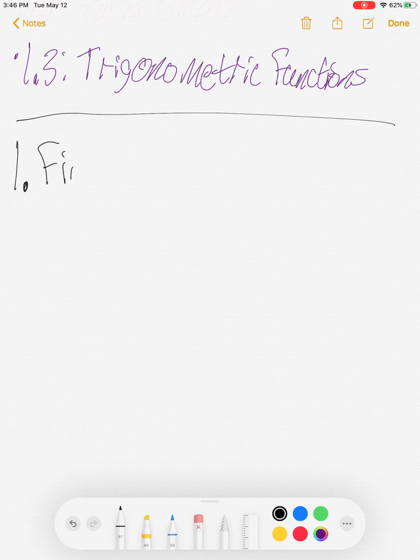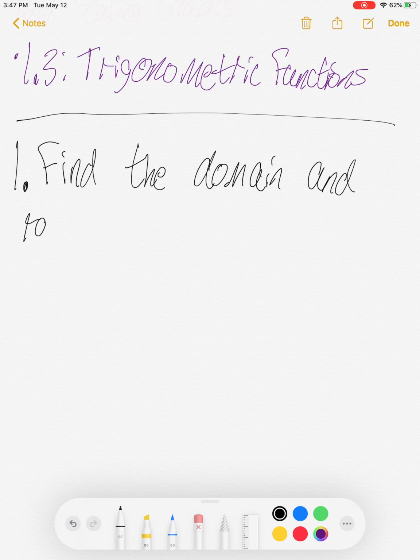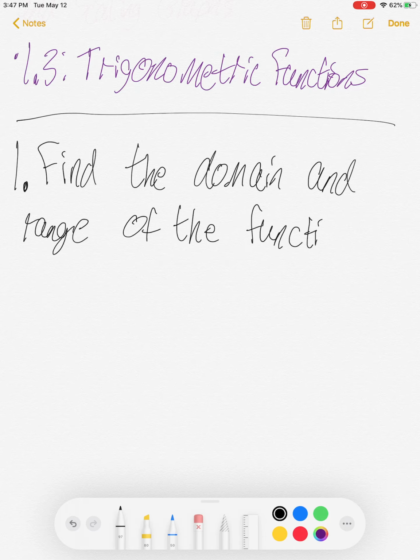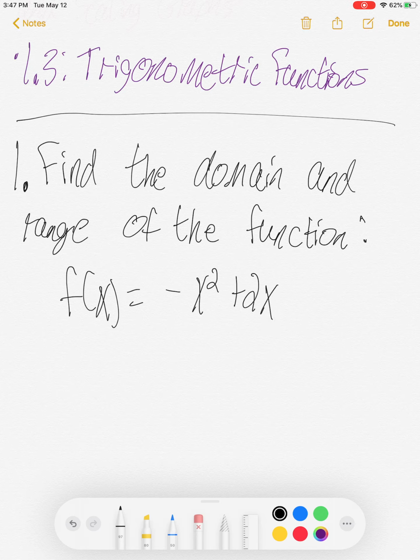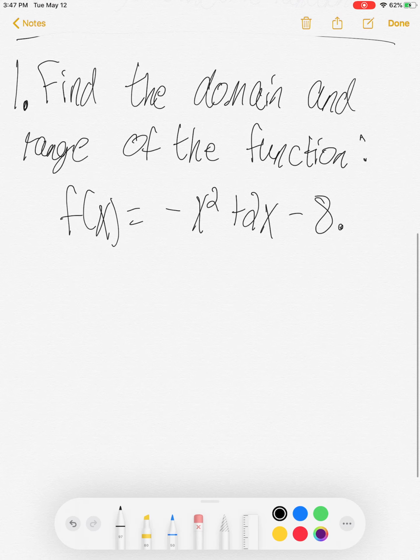So problem 1 on this homework says to find the domain and range of the function. I hope that everybody can read my handwriting. If not, please just shoot me an email, or ask me something in the comments. So f of x here is negative x squared plus 2x minus 8. Okay, so we want to find the domain and range of this function.